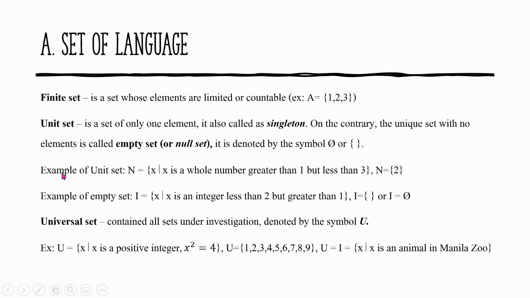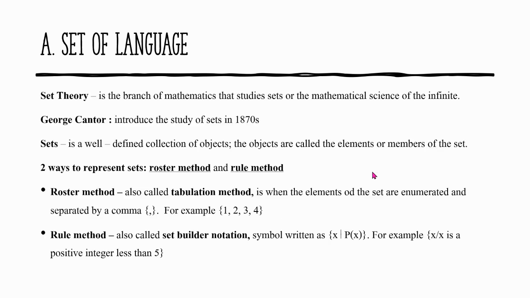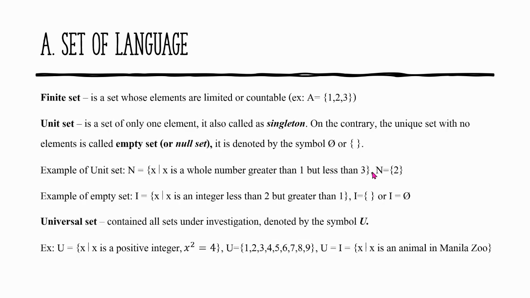An example of a unit set: let N equal the set of x such that x is a whole number which is greater than 1 but less than 3. In roster method, this can be expressed as N is simply equal to 2.